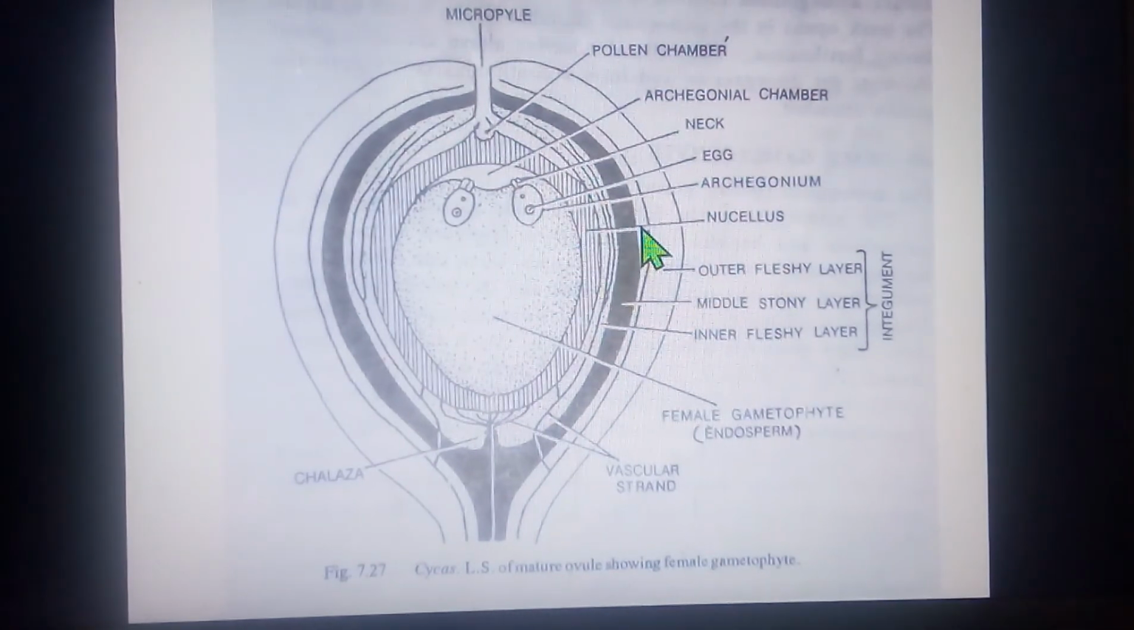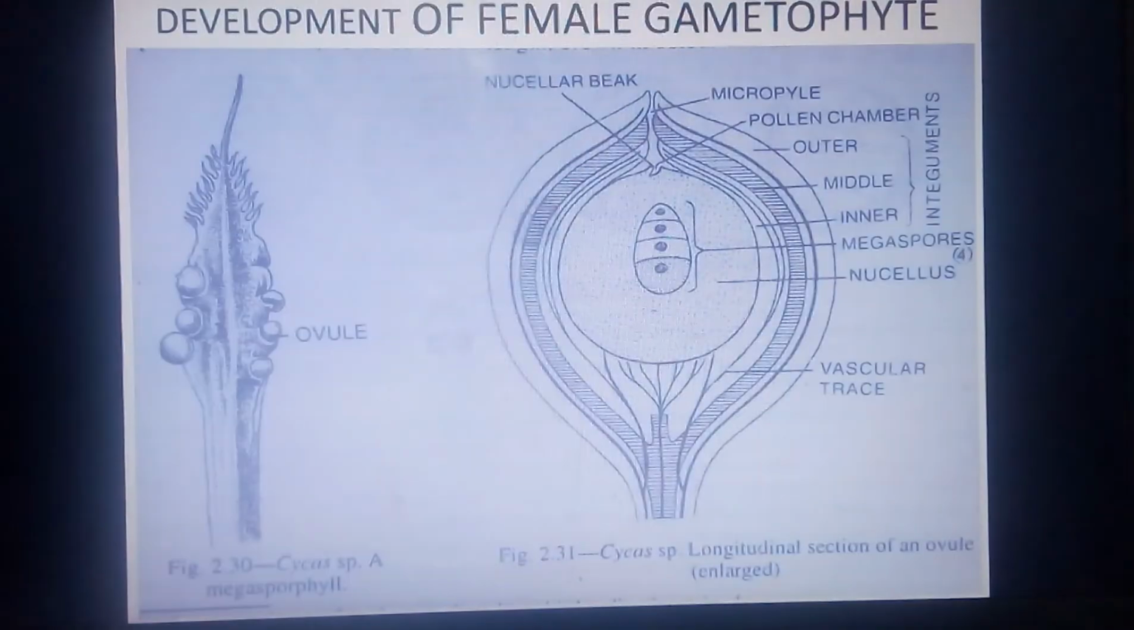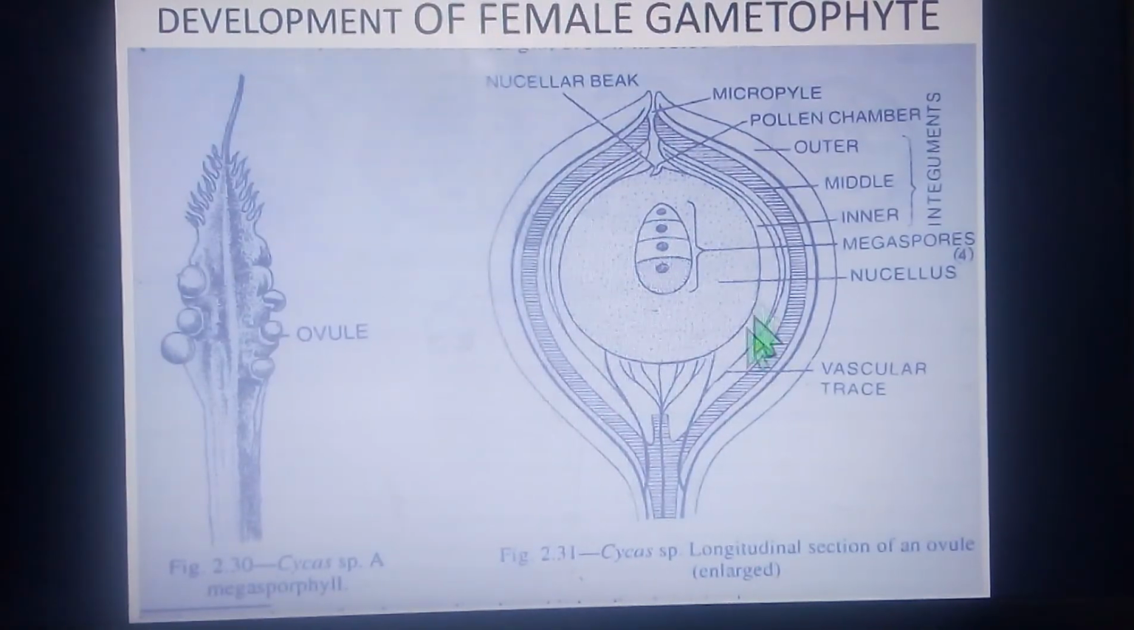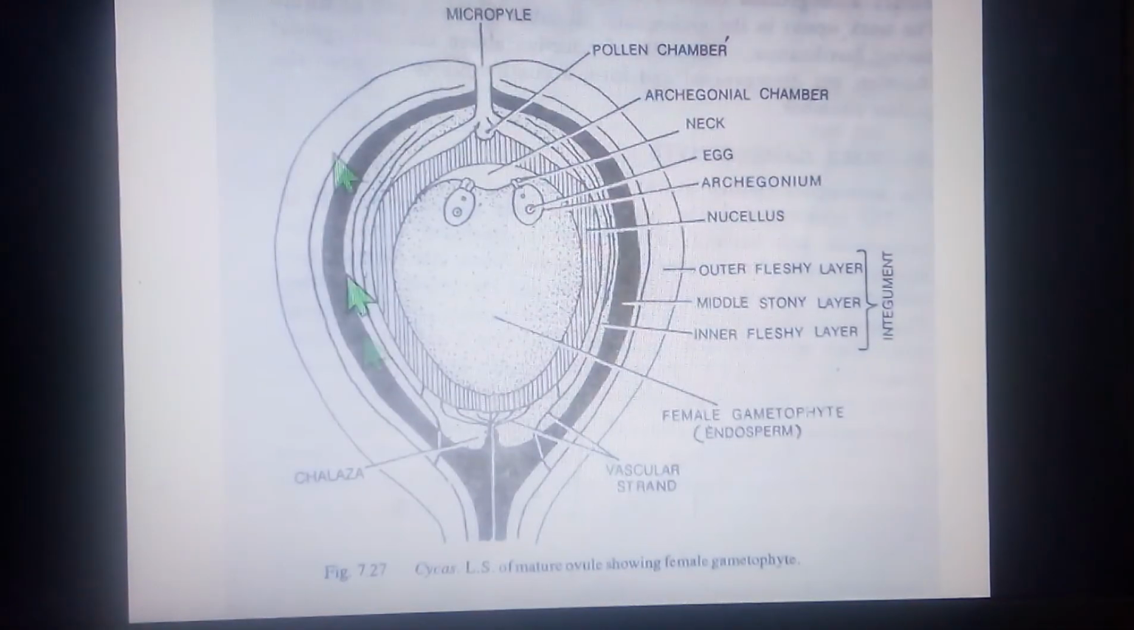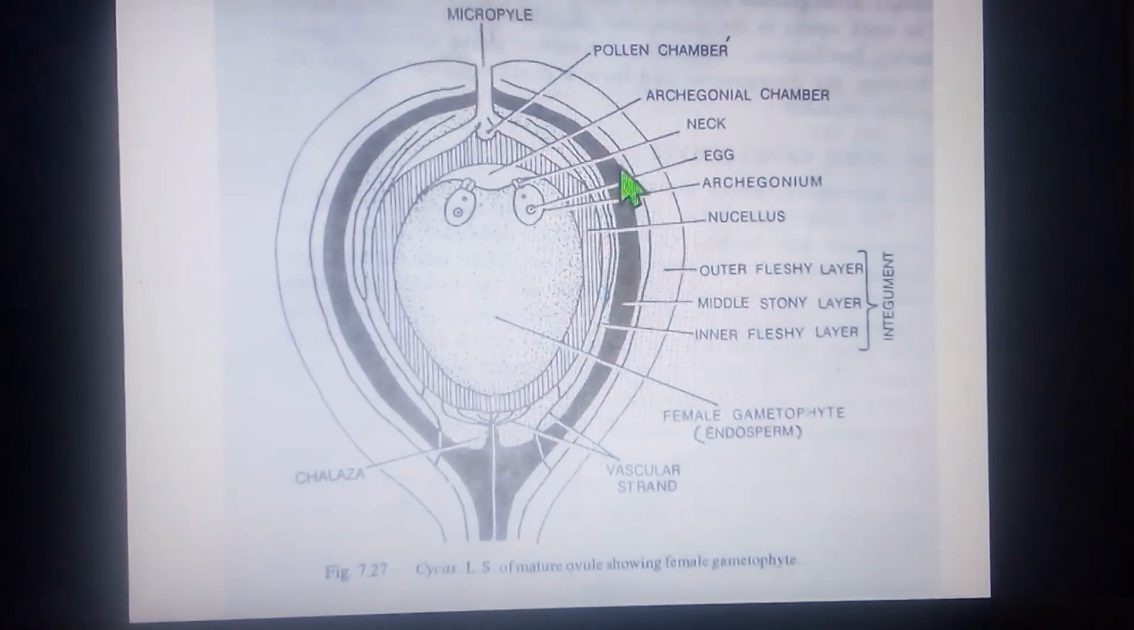So here, if you remember how the young ovule looks like, you can see here only the megaspore tetrads, whereby later on the functional megaspore will develop. So how does the mature ovule look like? This is the LS of the mature ovule, where we have the archegonium and the egg cell, which will fuse with the pollen grains or the male gametophyte to form a zygote.